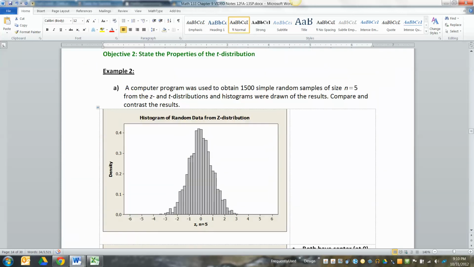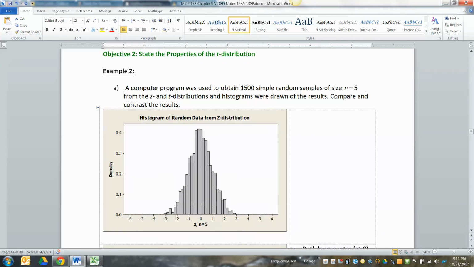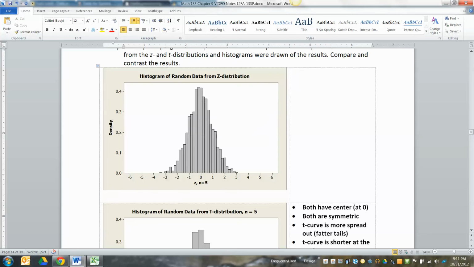So let's take a look at the t distribution for just a second and see how it differs from the normal distribution. I made Minitab do this, but basically I took samples of size 5, here's a group of 5, here's a group of 5, and so on. So I had it take 1,500 random samples of size n equals 5 from the z and t distributions, and histograms were drawn of these results, and you're supposed to compare and contrast.